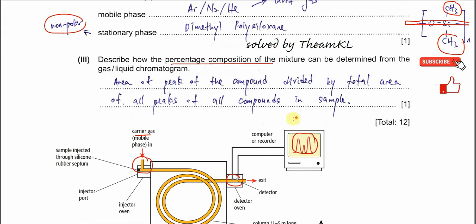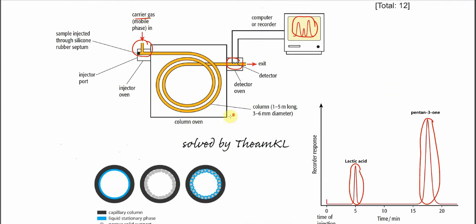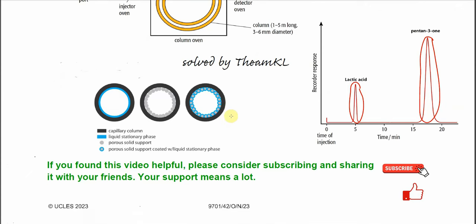So this is how we do it. Just describe how to get the percentage composition. So we use the area of the peak of the compound and the total area to get it, right? Of course, after dividing, you need to times 100, right? But this is just a description. Okay, I hope you understand.